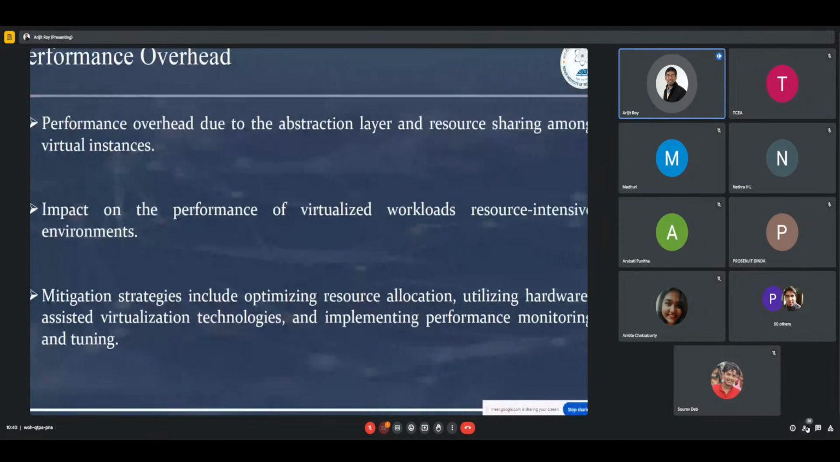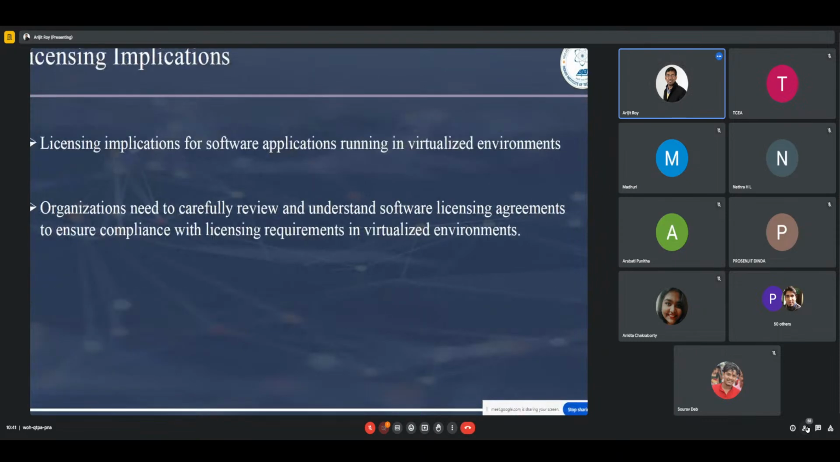If this performance overhead is there, automatically there will be some problem in the workload of whatever application you are working on. Mitigation strategies include optimizing resource allocation, utilizing hardware-assisted virtualization technology, and implementing performance monitoring and tuning.